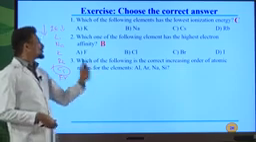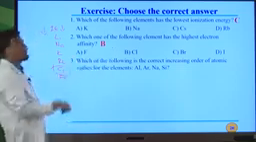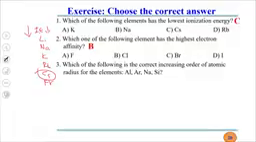Question number 3. Which of the following is the correct increasing order of atomic radius for the elements? These elements are in the same period. For example, sodium, then magnesium. Magnesium is a second group element, a 2A group element. Then aluminum, then silicon, then phosphorus, argon.